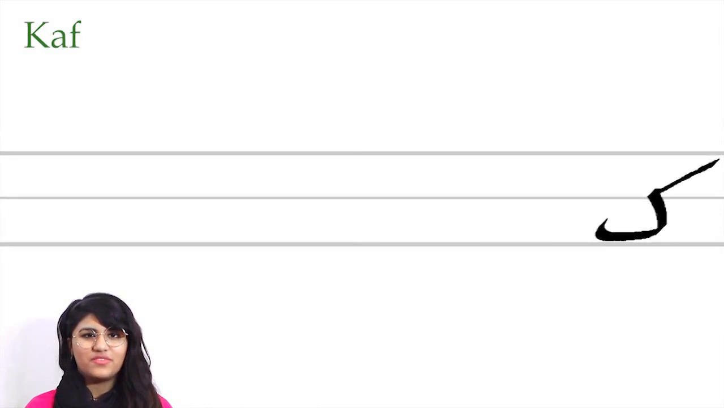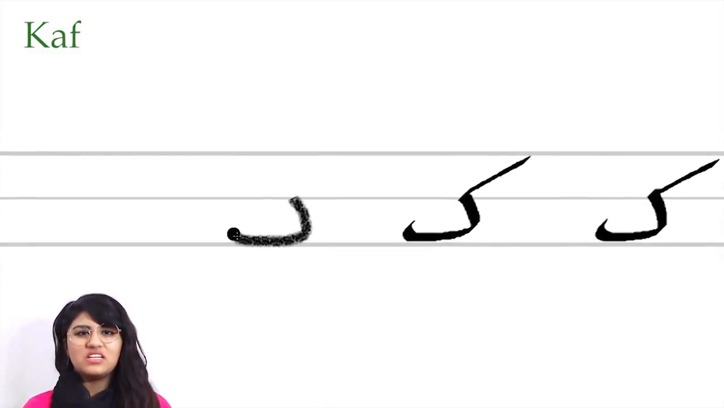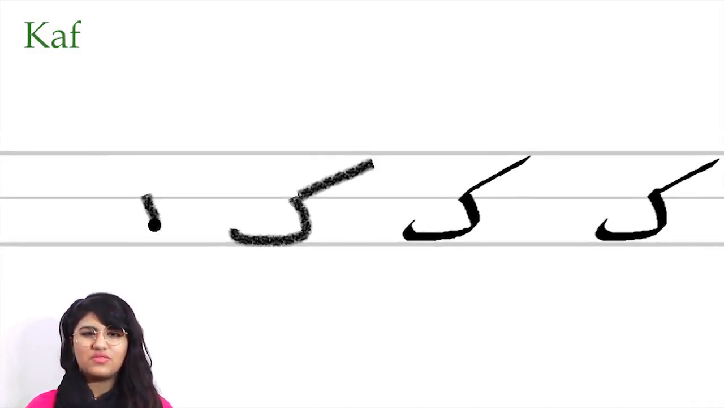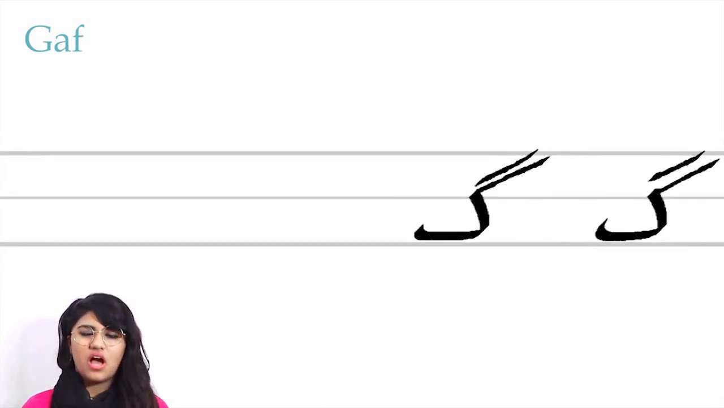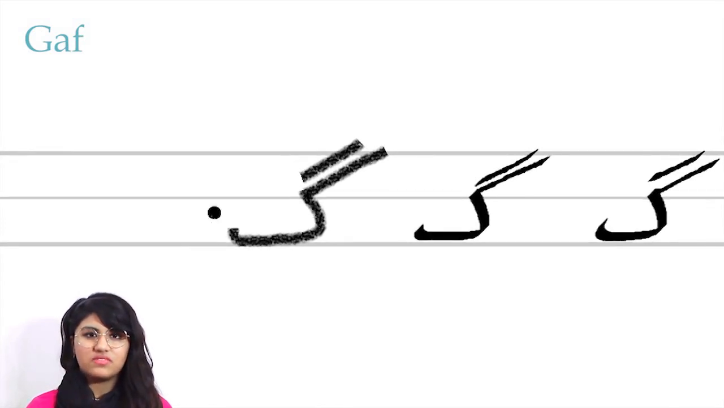Next is qaf, the actual qaf. You're gonna start with a slanted neck, make a boat, and then a long diagonal line. So slanted neck, boat, long diagonal line. Slanted neck, boat, diagonal line, and parallel line on top. Once more, and another parallel line. And that's a qaf.